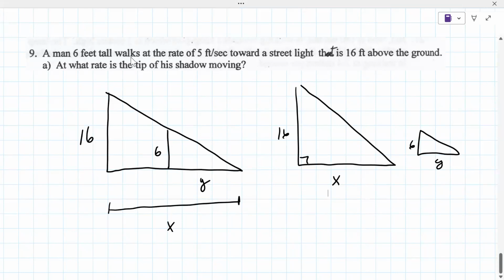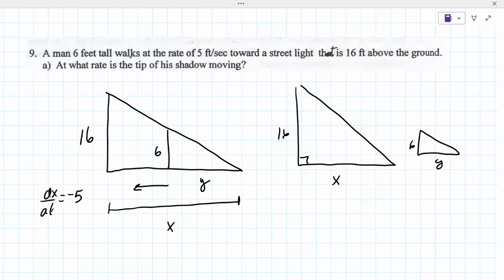The man is walking toward the streetlights, so dx/dt here ends up being negative. The reason it's negative is because we generally think to the right is positive, so left is considered negative here.